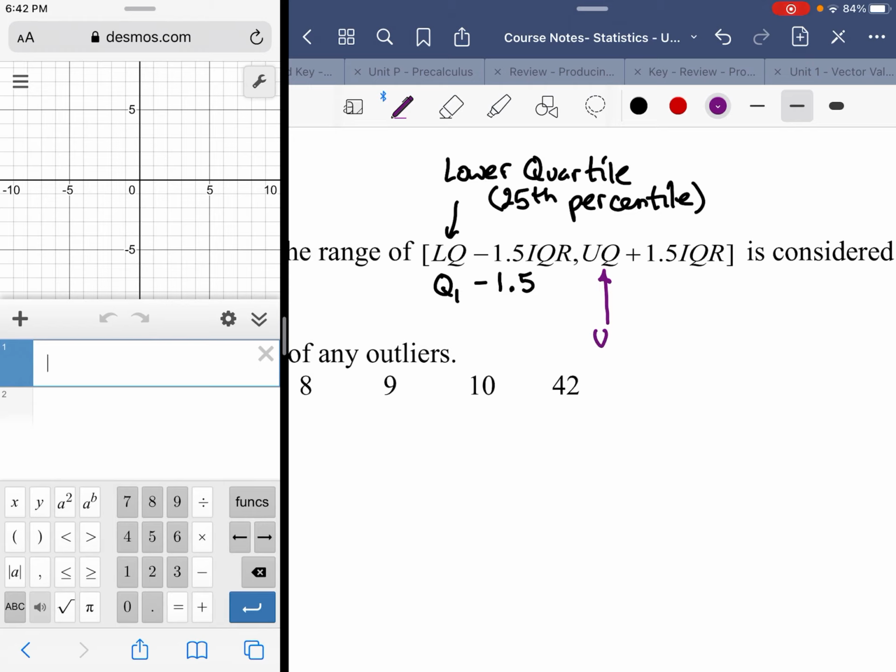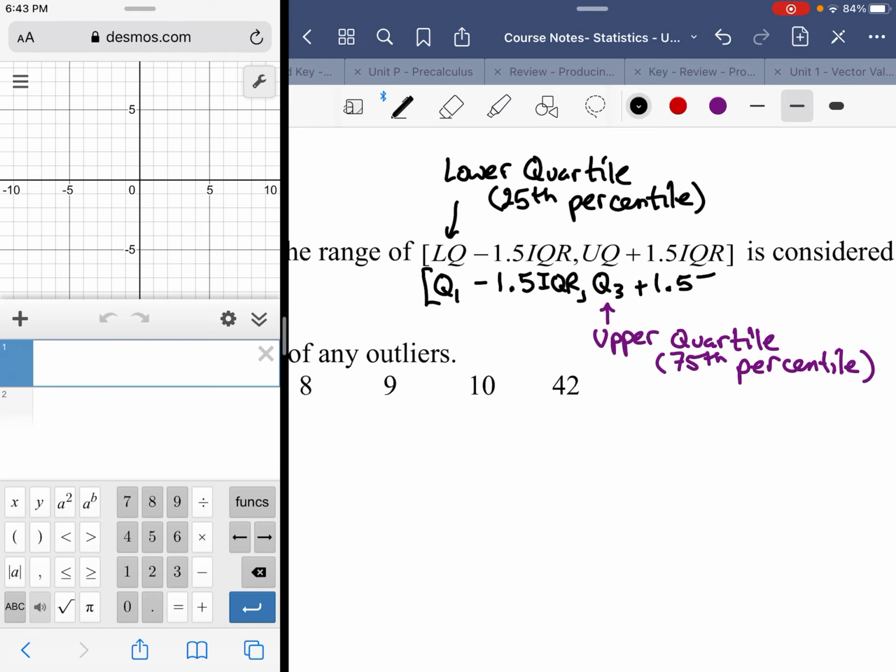Right, so the upper quartile is UQ. And that's the 75th percentile. All right. So, and let me actually clean that up because I want to put the alternate notation in there. So Q1 minus 1.5 IQR, which we still need to define, comma Q, we'll call that Q3. What happened to the Q2? I'll get to that in a second. Plus 1.5 IQR.